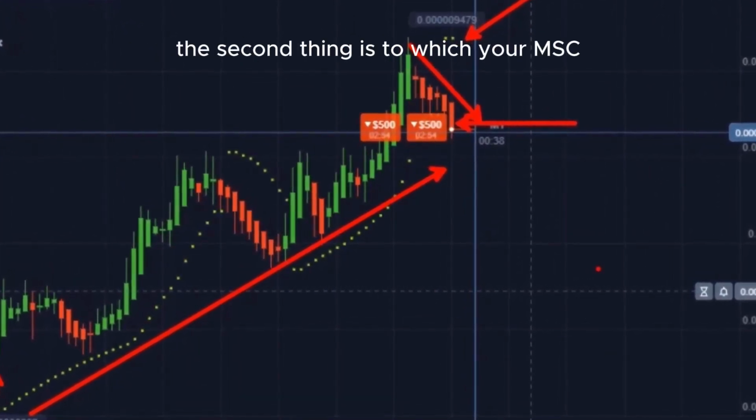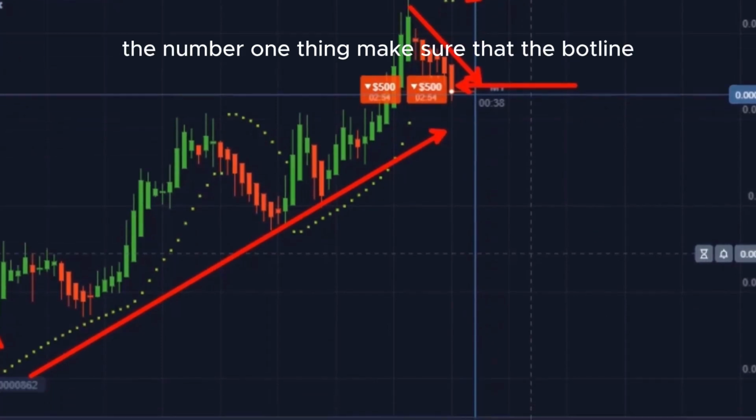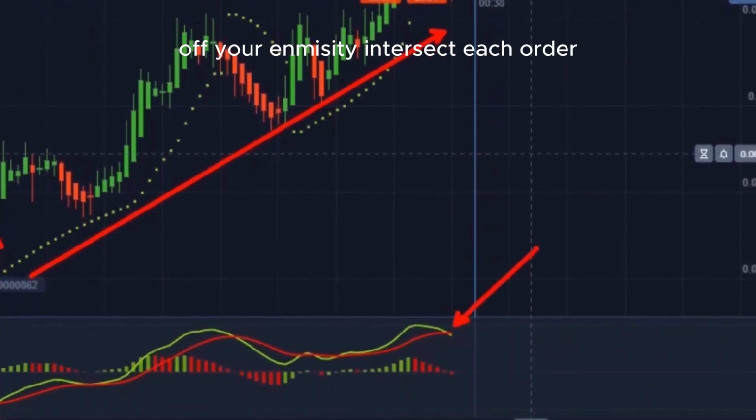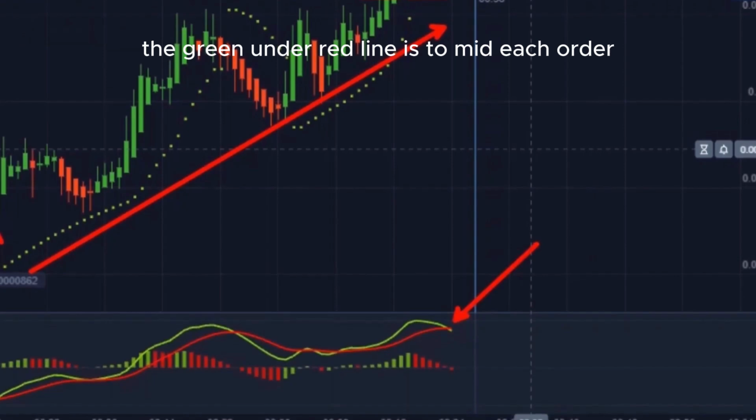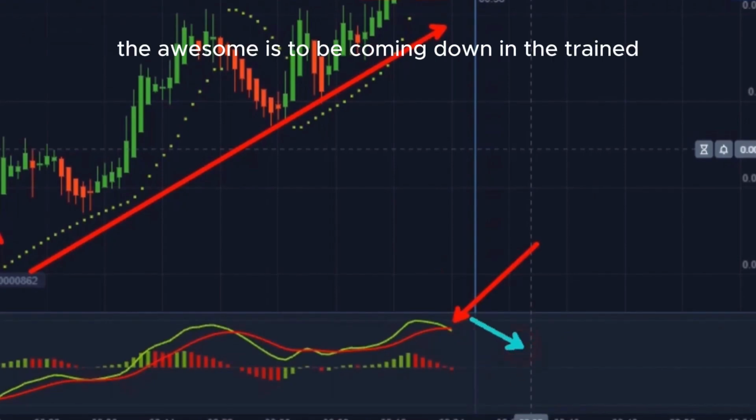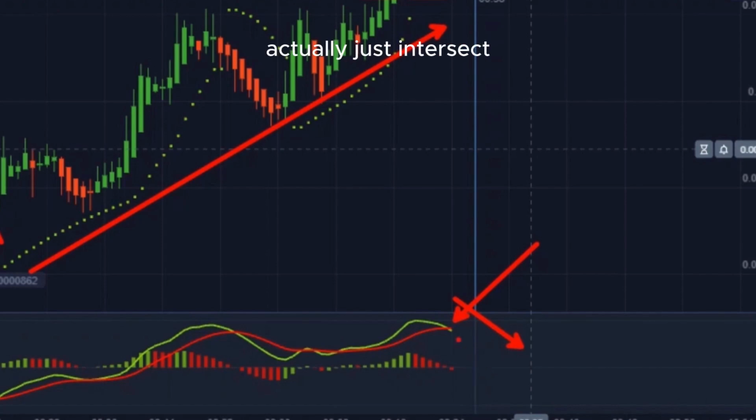The second thing is with your MACD. Make sure that the bottom lines of your MACD intersect each other, the green and the red line meeting each other, and in some scenarios, the awesome oscillator is coming down in the trend before you enter a trade. Either they just intersect, or they intersect and the bottom line is coming down, and then you can enter a trade. But the most important thing is to make sure that you have it at the top of this signal bar here.